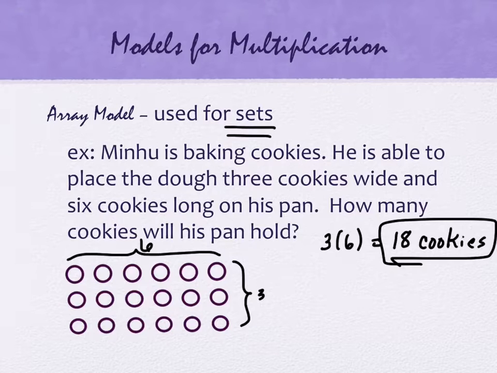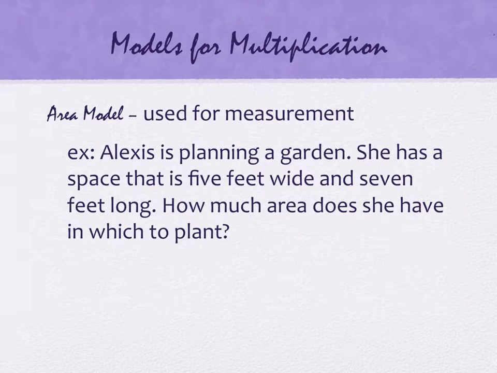All right, one more. It's called an area model. This is used for measurement, again, specifically for measurement. If you remember, sets are whole objects. A cookie is a whole object. Measurement is something where we've actually measured length or width or time, something like that. It can be broken down into decimals as measurement.